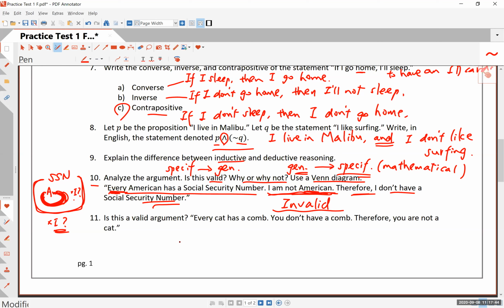Okay, how about the second one? Is this a valid argument? Every cat has a comb. Now you say, what? Okay, again, I just want to make a point here. It doesn't matter what the statement is saying. You could say every cat has a prufor. Okay, what is a prufor? I don't know. It doesn't matter.